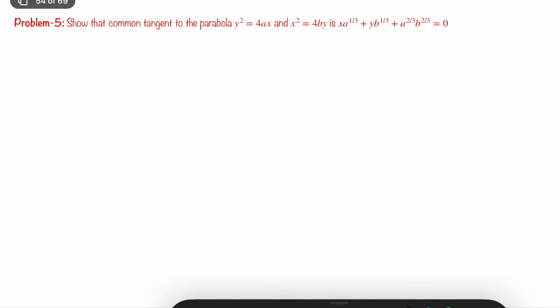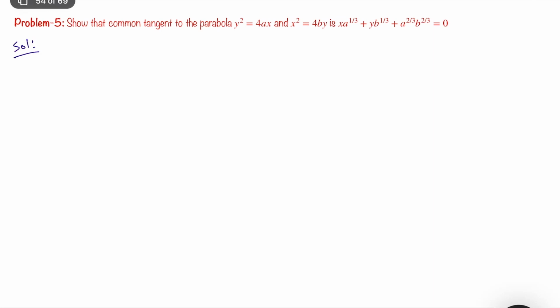Next problem 5. Show that the common tangent to the parabolas y square equal to 4ax and x square equal to 4by is x a to the power of 1 by 3 plus y b to the power of 1 by 3 plus a to the power of 2 by 3 times b to the power of 2 by 3 equal to 0. Here we are given two parabolas, y square equal to 4ax, let me call it 1, and x square equal to 4by, let me call it 2.